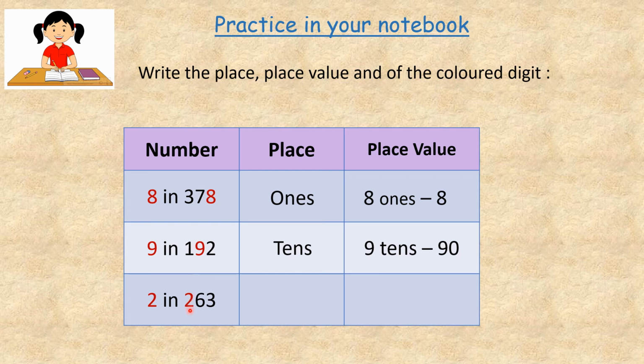Coming to the next one, 2 in 263. So there is 2 over here, which is in the hundreds place. The place of 2 is hundreds and the place value will be 2 hundreds. 2 hundreds is the place value, which is also written as 200. So this is how we write place and place values of different digits.